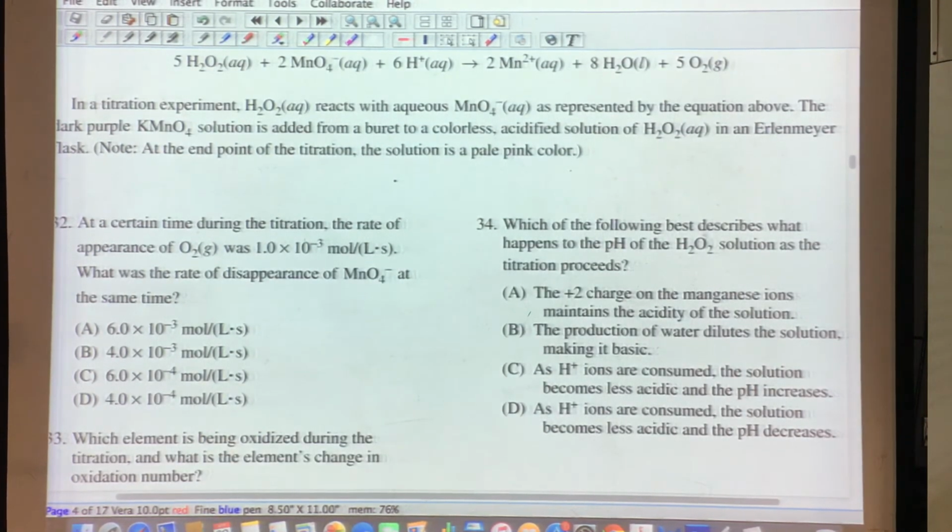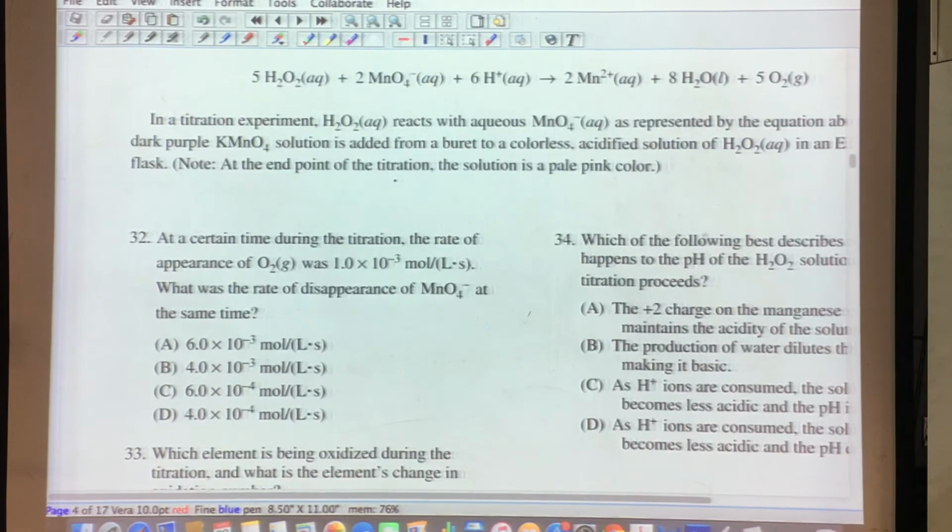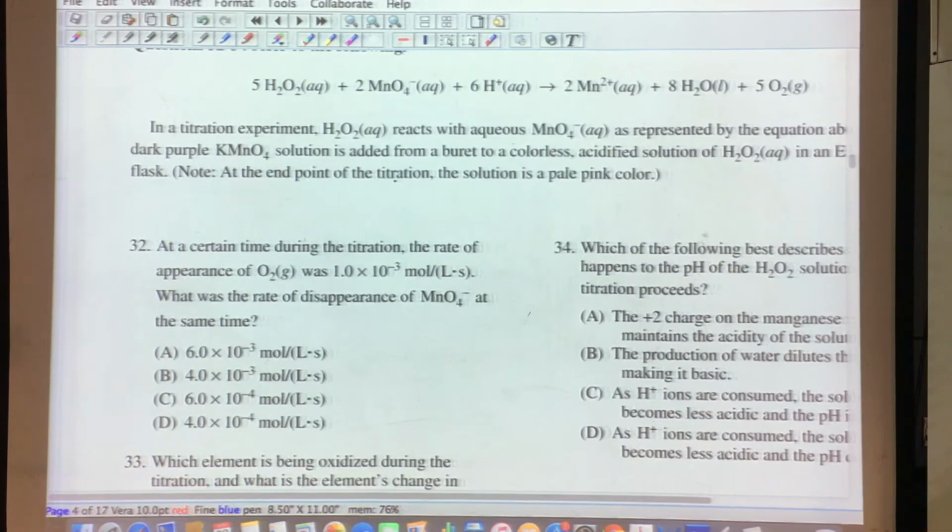So 32. You'll see definitely something like this Monday, where they're going to give you a group of questions on one area. In a titration experiment, H2O2 reacts with aqueous permanganate. Dark purple is added to a beaker of colorless acidified H2O2. Now, the endpoint is that pale pink color that we actually did.